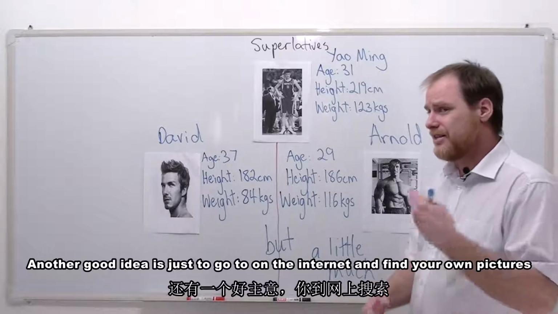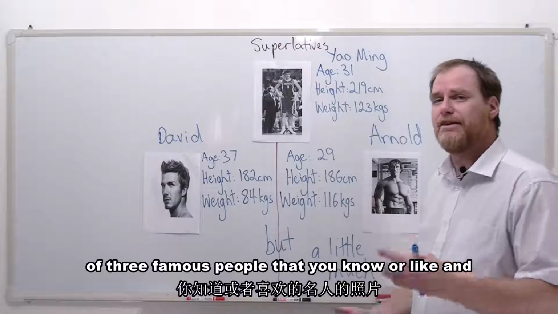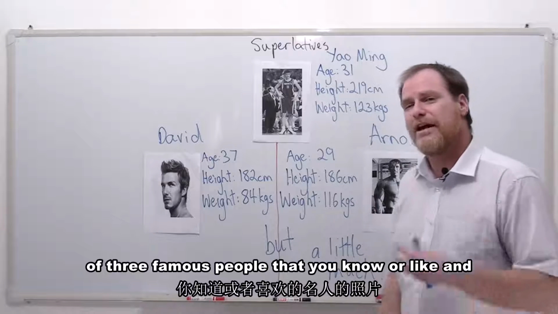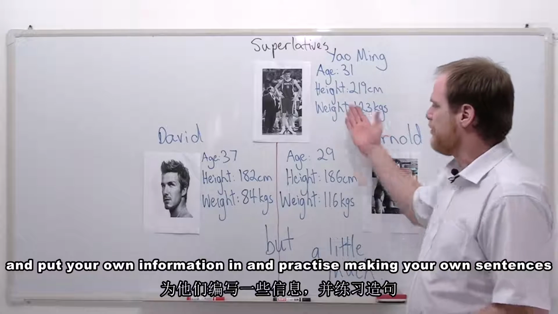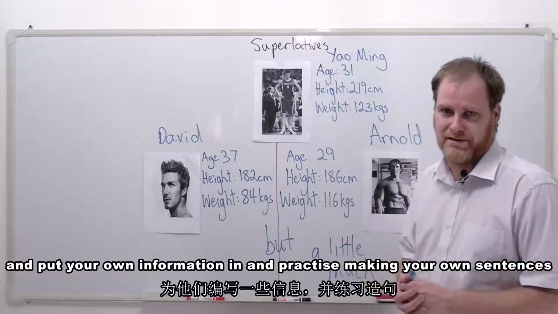So write these words down, look at the information, and see if you can make your own sentences. Another good idea is just to go onto the internet and find your own pictures of three famous people that you know and you like, and put your own information in and practice making your own sentences.